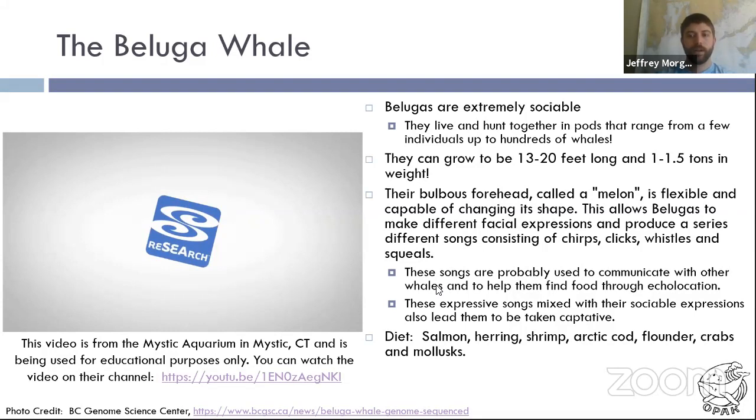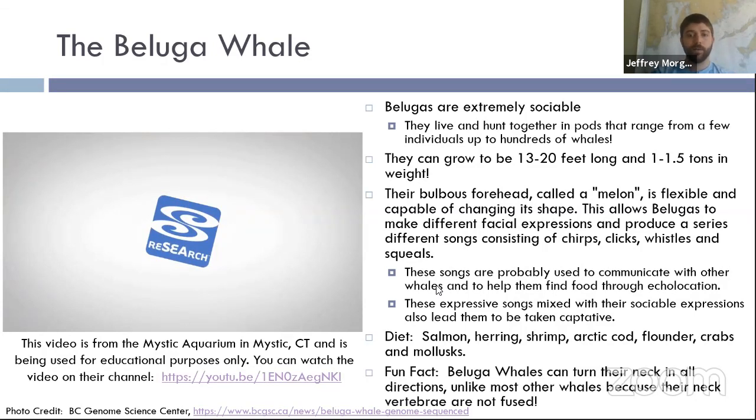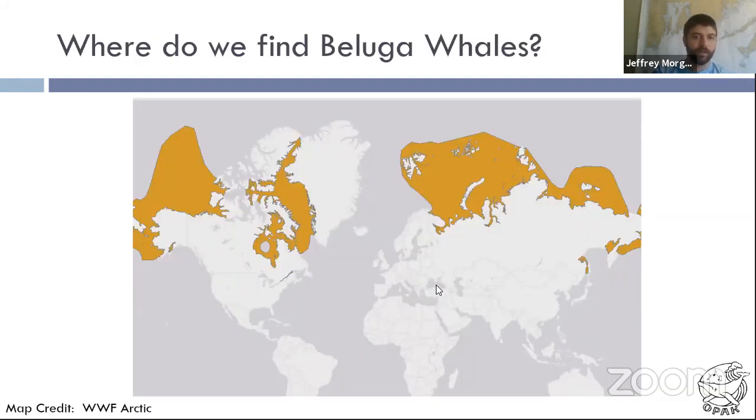Beluga whales eat similar things to our narwhal. They're living in similar habitats, so larger fish and bottom fish, as well as crustaceans like crabs. And another fun fact about our beluga whale, they do not have fused vertebrae in their neck, so they can turn their head in all directions, unlike most whales. And we do find our beluga whales, again, in the Arctic region, so north of Russia and Greenland and Canada and near Alaska.